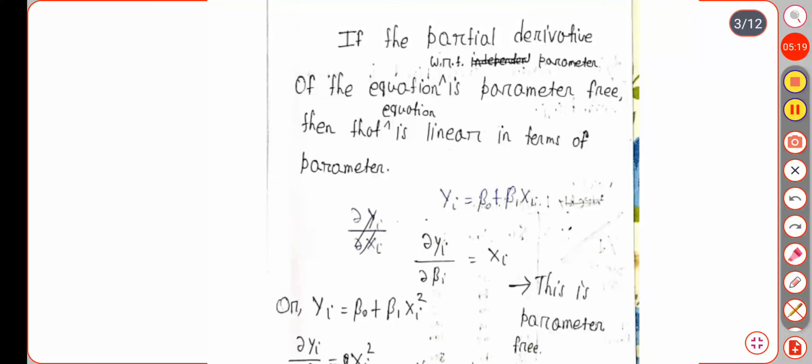There is another way to explain it, and that explanation is also very easy, but the mathematical explanation will always be this: we have to take the help of partial derivatives. Another easy explanation is that the power of the parameters is 1. If the power of the parameters is 1, then the regression equation is linear in terms of parameters. Here beta 0 and beta 1 both have a power of 1, so our regression equation is linear in terms of parameters.